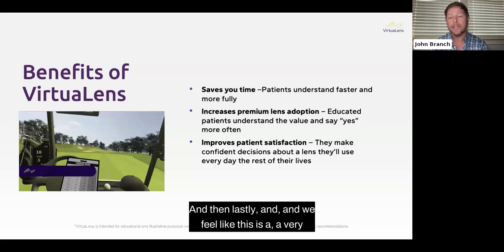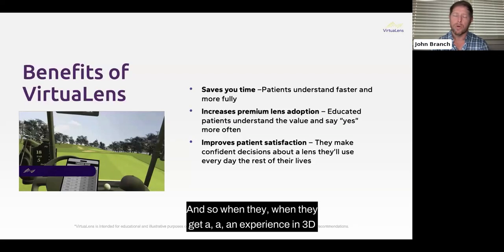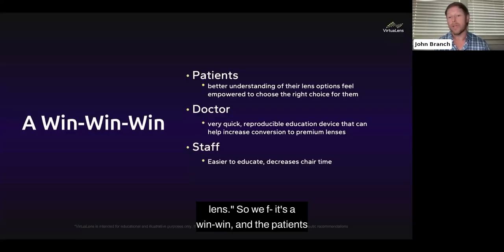And lastly, and we feel like this is a very big part of it, it improves patient satisfaction. So patients feel more confident choosing wisely the lens that they feel like would fit them best. And so when they get an experience in 3D of this lens, they feel like, okay, I think I understand what you're talking about. I understand what this lens can bring me. And I don't have as much trepidation going in to choosing this lens. So we feel it's a win-win-win.